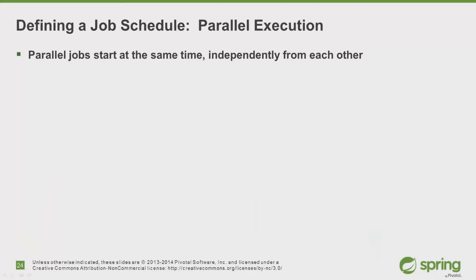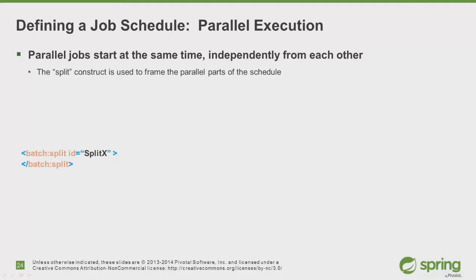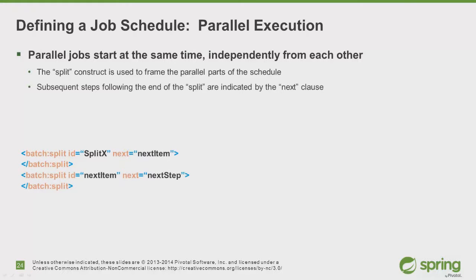All right, now parallel executions, a little bit more complicated. Parallel jobs start at the same time and run independently from one another. The split construct is what we use to define and frame those parallel parts of the schedule. You can see the XML here that's used to describe a split. Simply split with an ID, in this case split X, and then of course the end of the split. Everything in between there is what makes up the content of the split.